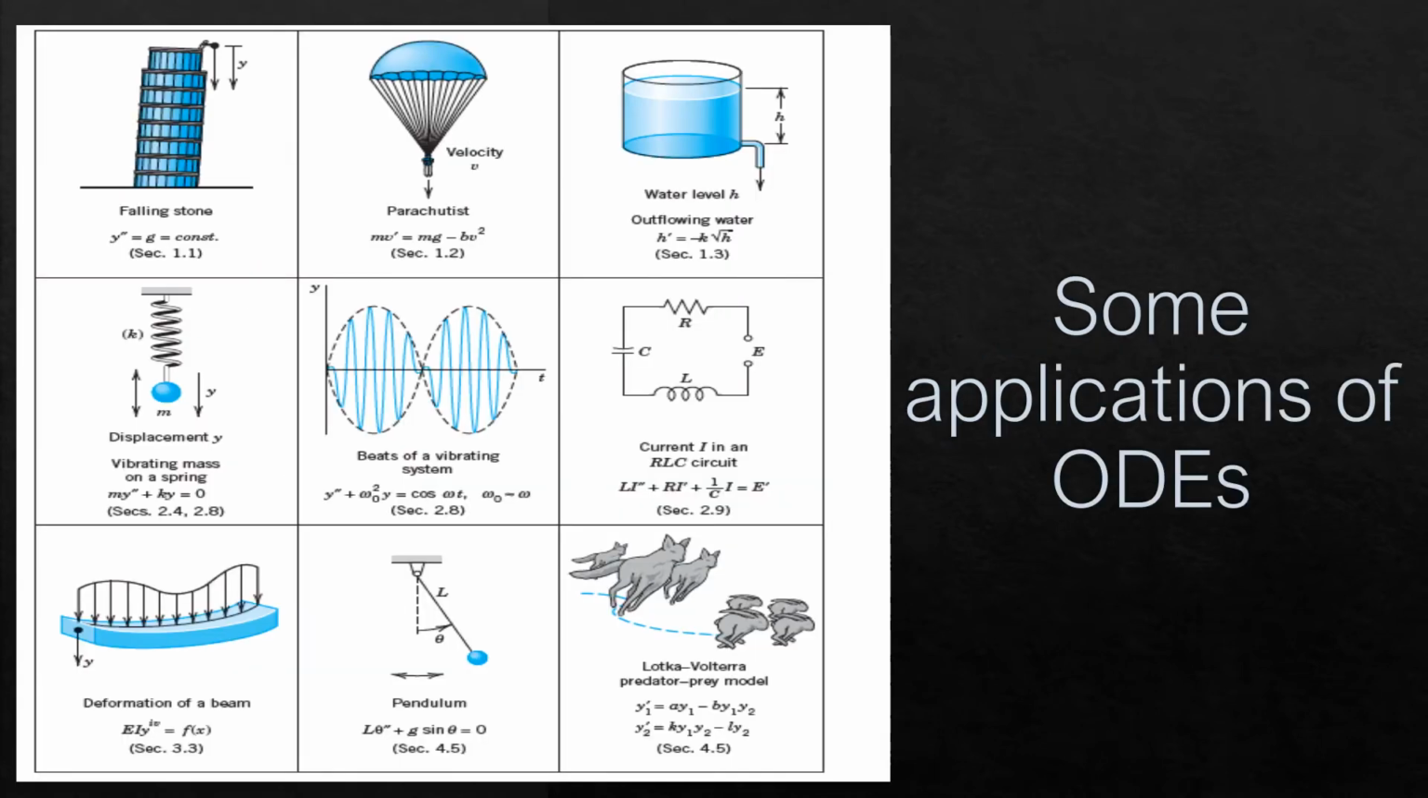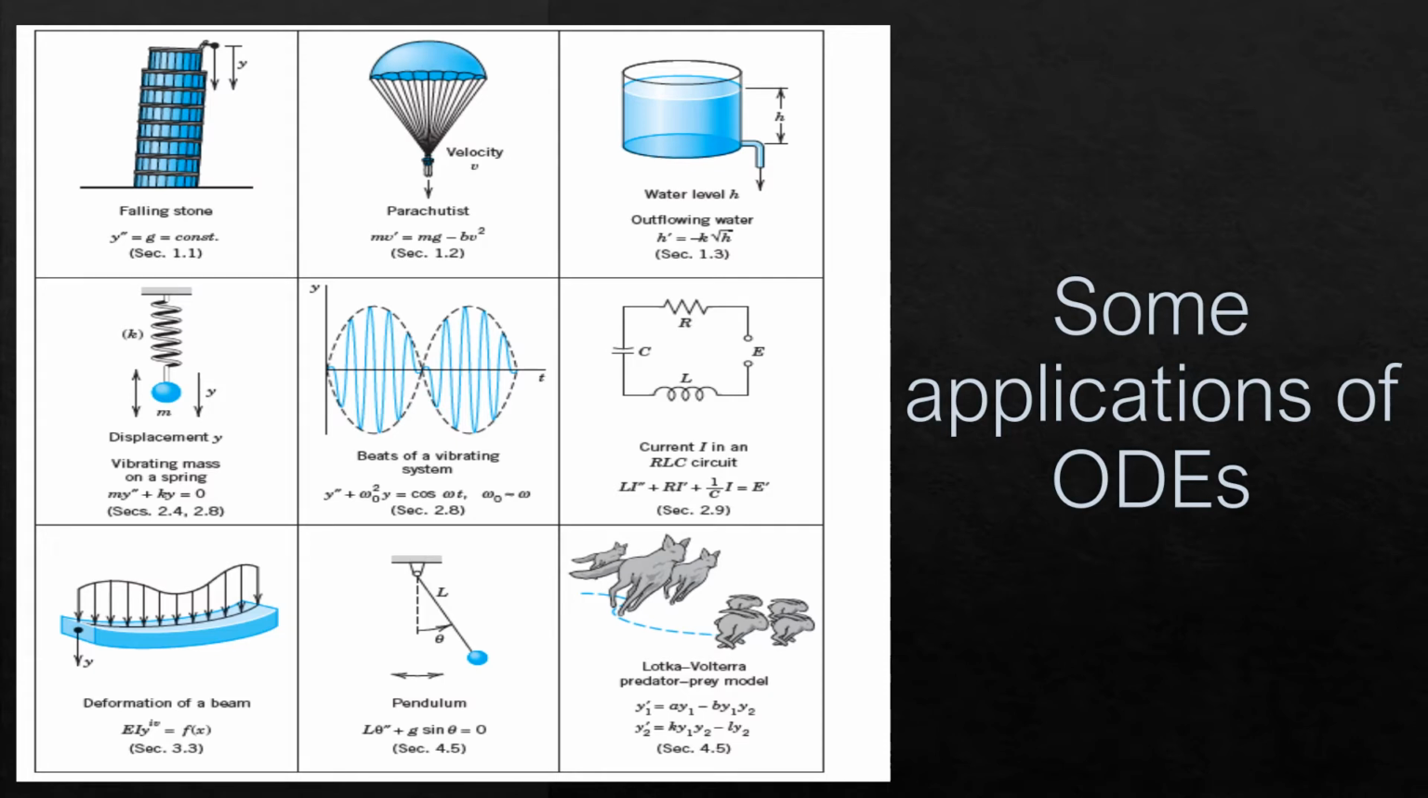Now these are some applications of ordinary differential equations. For example, a falling stone from a tower. When we look at the falling stone, we know that the rate of change of its speed is equal to the acceleration due to gravity, so it is equal to g, a constant. This is an example of modeling.